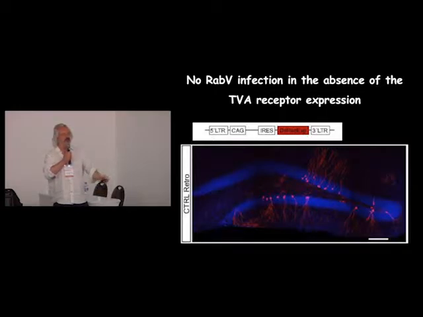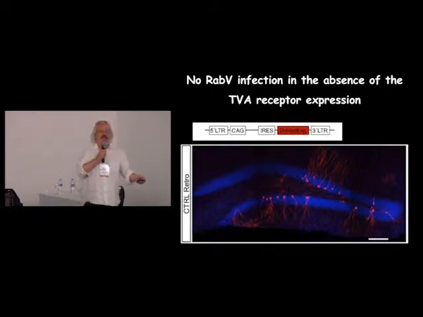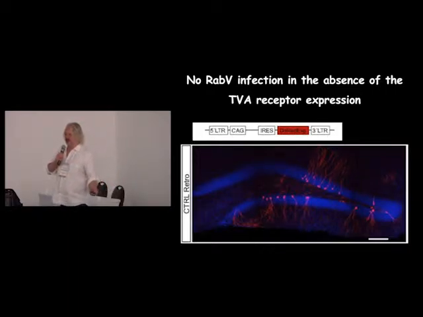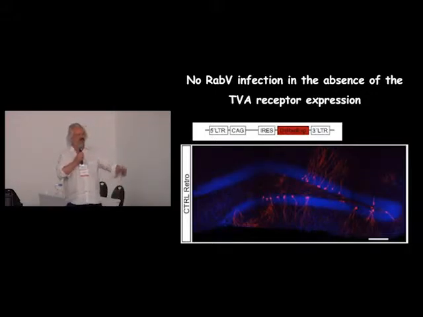This shows you that in this hippocampus, we did a stereotactical injection of a control retrovirus that does not introduce TVA, and then infected with the rabies virus, and you see there was no infection. So this is showing that it works very nicely. If you don't have the TVA receptor, this rabies virus absolutely does not infect a cell.